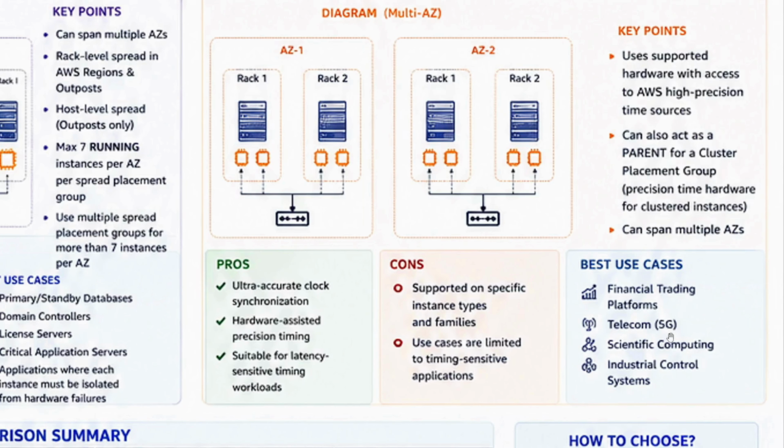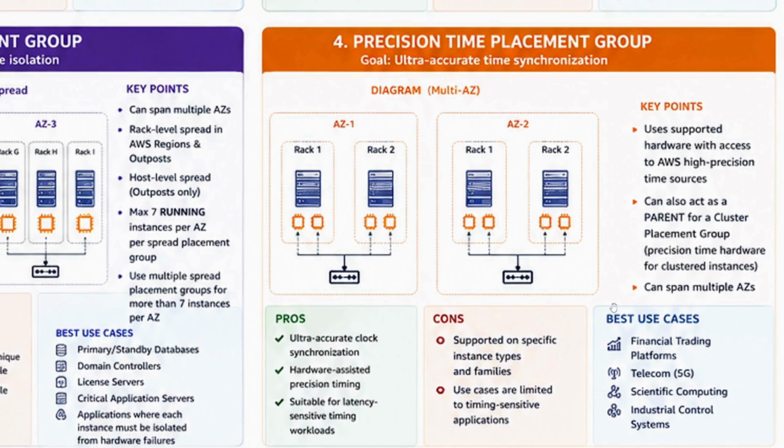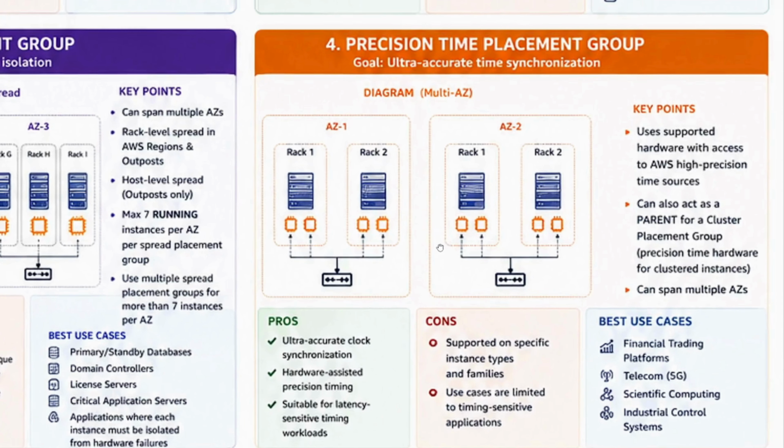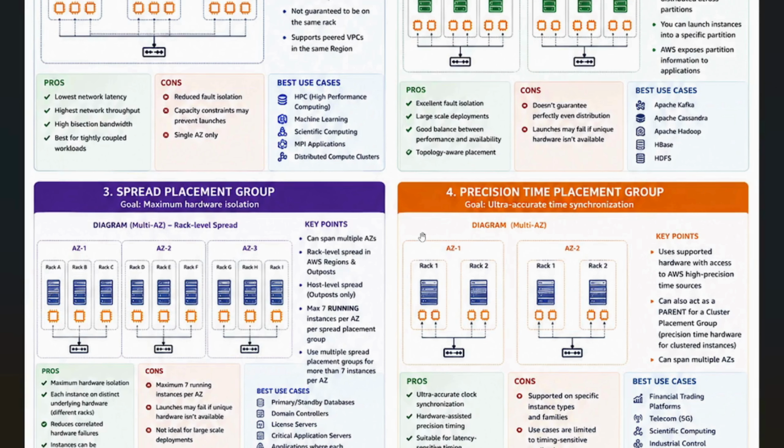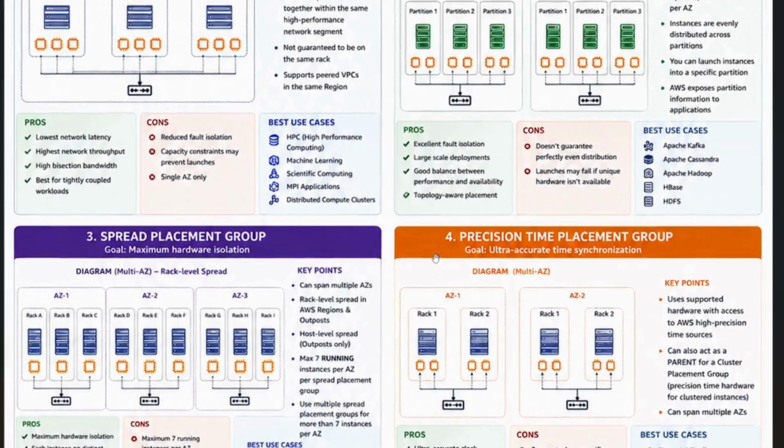Because in these cases, in financial trading or scientific computing, you want the lowest latency as well, so you want the cluster to be in very adjacent racks or maybe the same racks. That is very important. And plus, you also want this clock precision. So you get both of them together using the placement group. Otherwise, AWS doesn't allow the combination of the other placement groups in any case.